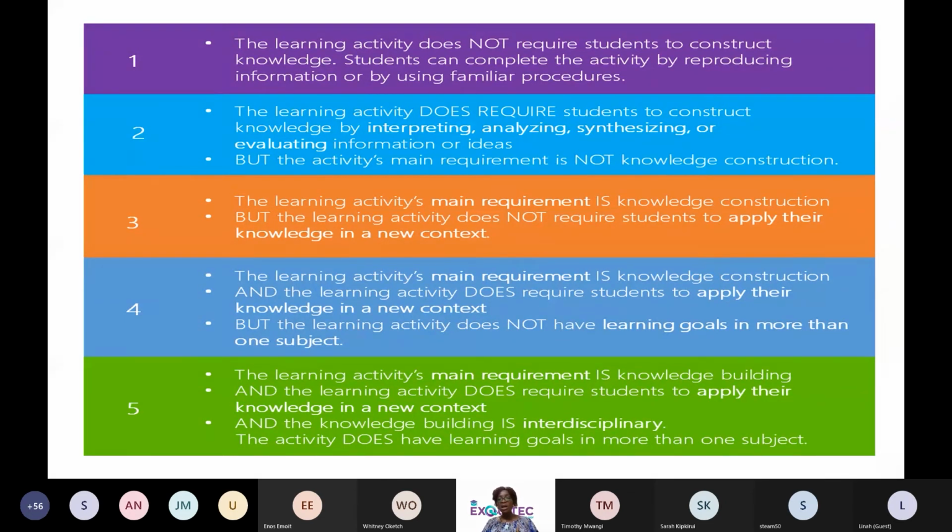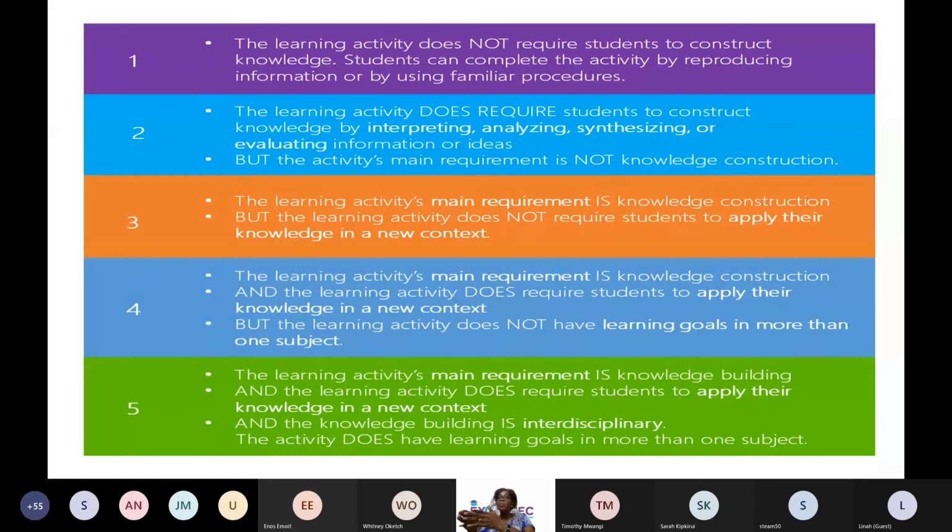Then at level 4, they're applying their knowledge in a new context. But the learning activity does not have learning goals in more than one subject. So, for instance, going back to the example I gave, where they have applied their knowledge of geography and their knowledge of maths into their subject of agric. So yes, knowledge construction has taken place, but if as a teacher, the assignment or project you gave to them was basically to rate them on the performance of their crop after planting, then the focus simply is still on agric.